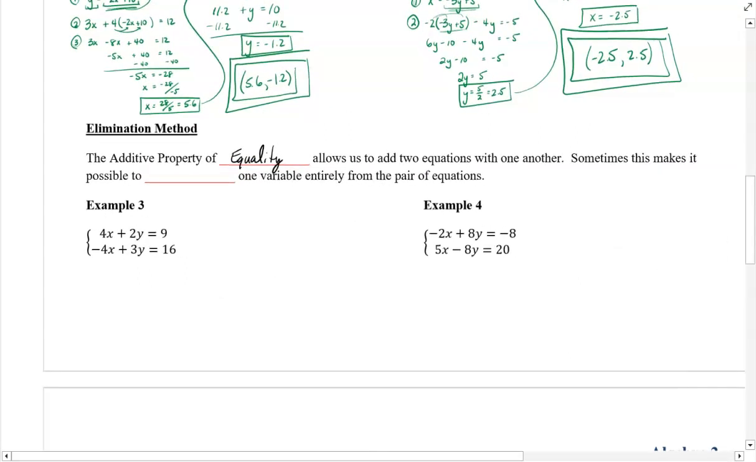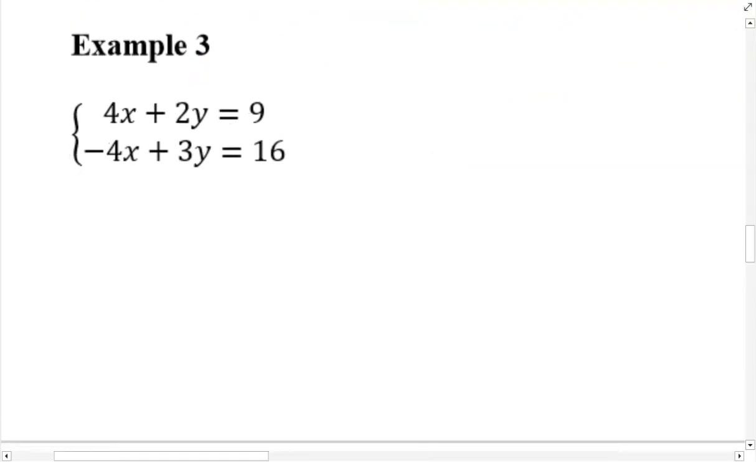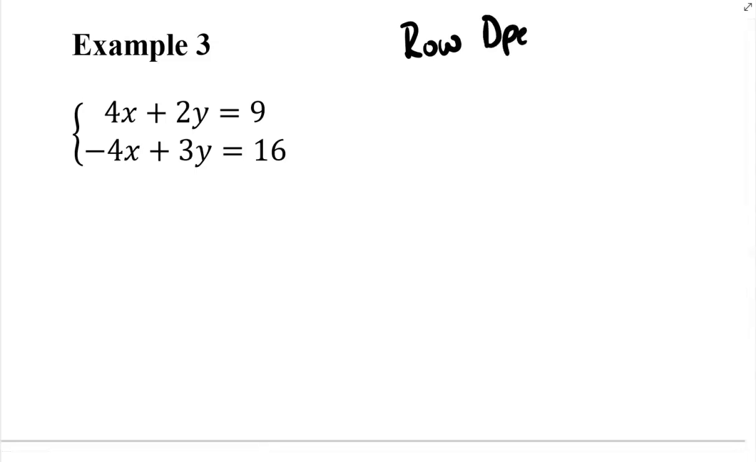Sometimes this makes it possible to eliminate, that's where the name comes from, one variable entirely from the pair of equations when we do so. Now there's a whole further discussion of this in what we would call linear algebra, and there's also another method that we would call row operations that describe what are all the legal moves to combine rows together.